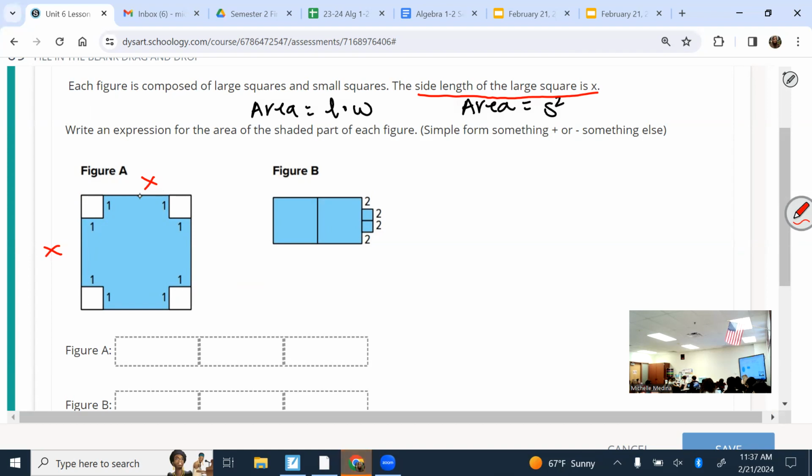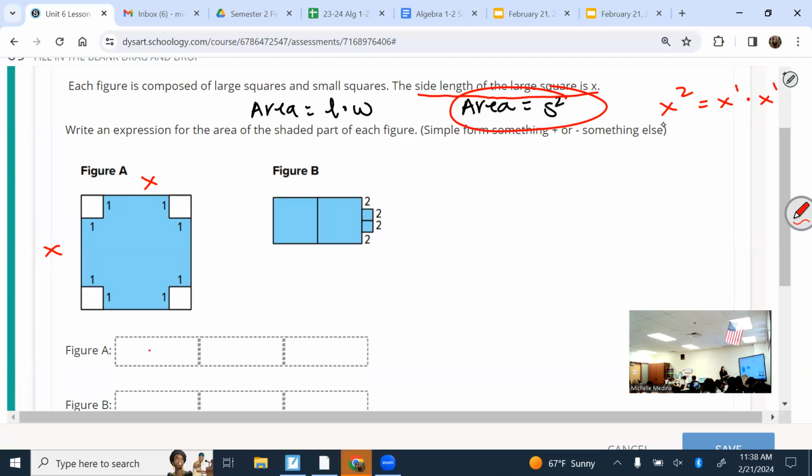Think of our exponent rules. X to the first times X to the first, so not just X. Or think about it in this respect: if my side length is X, then my area is going to be X squared. That's also an exponent rule. If I have X to the first times X to the first, we add the exponents.